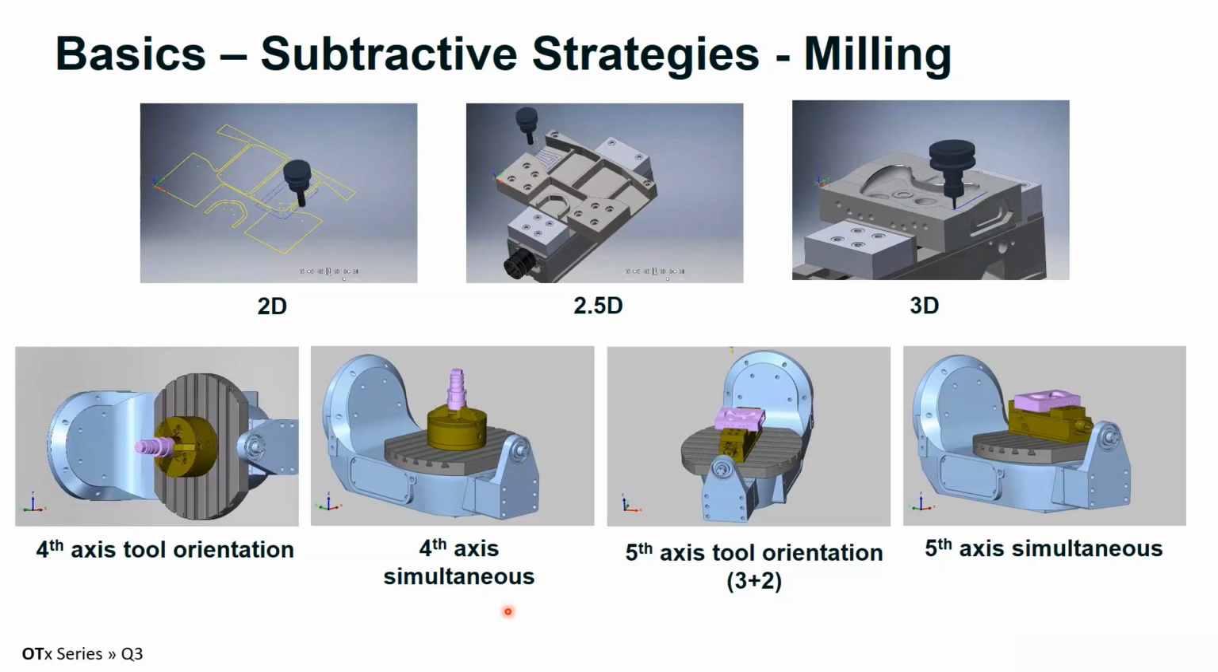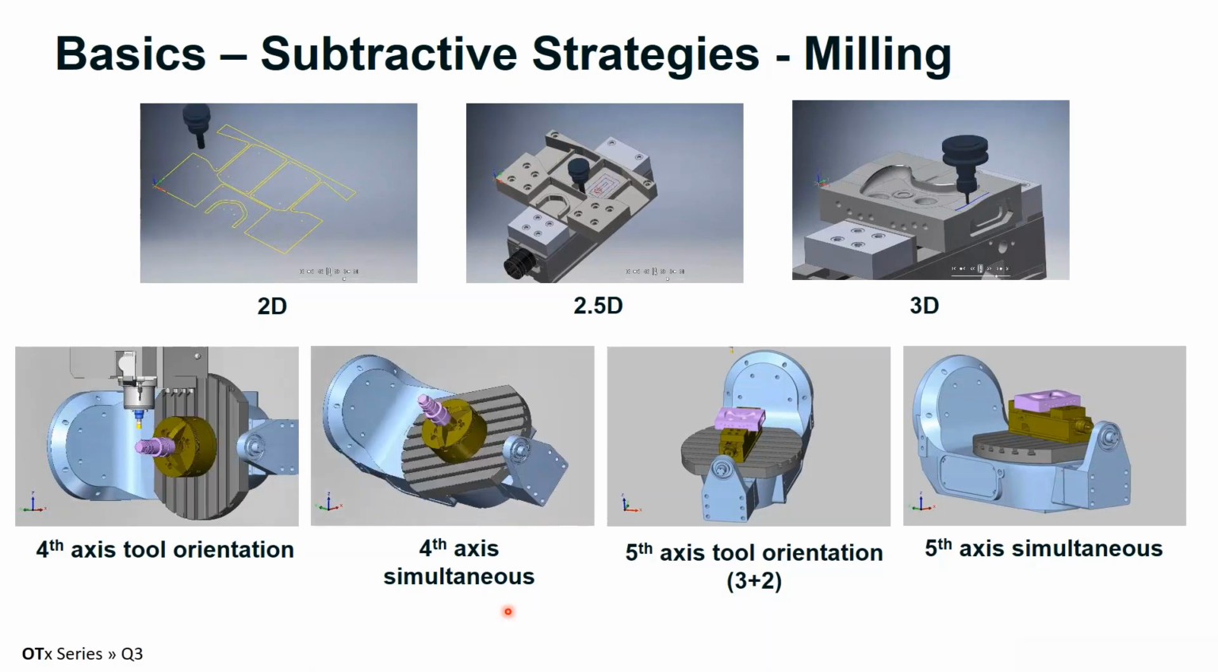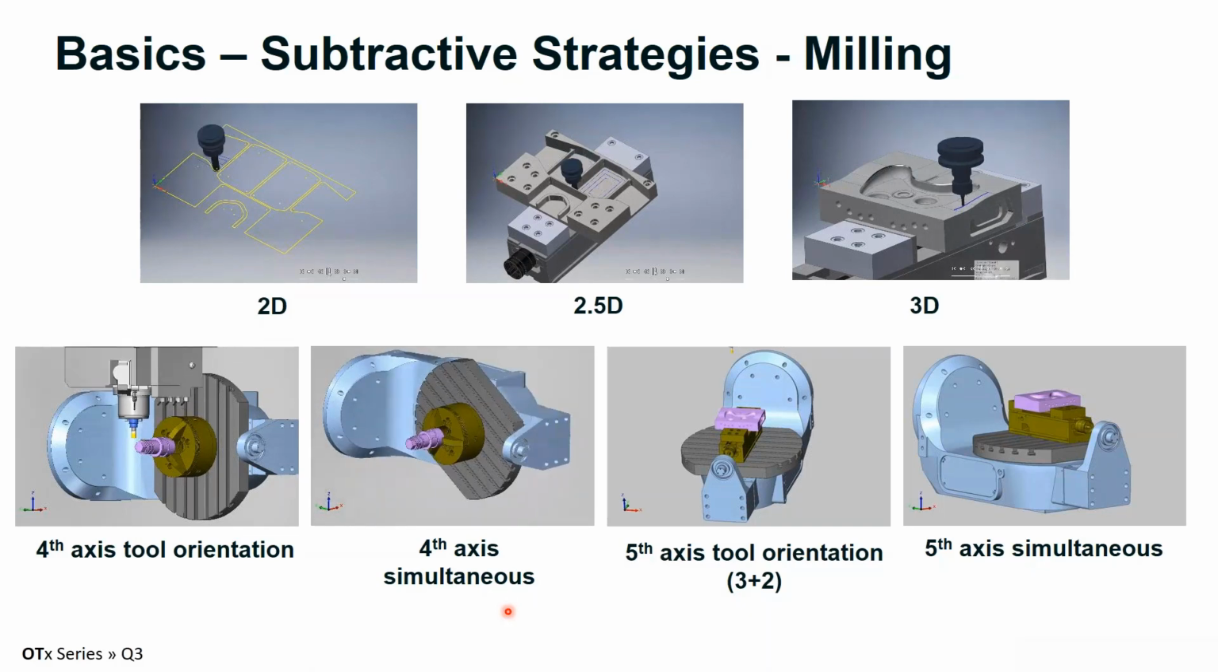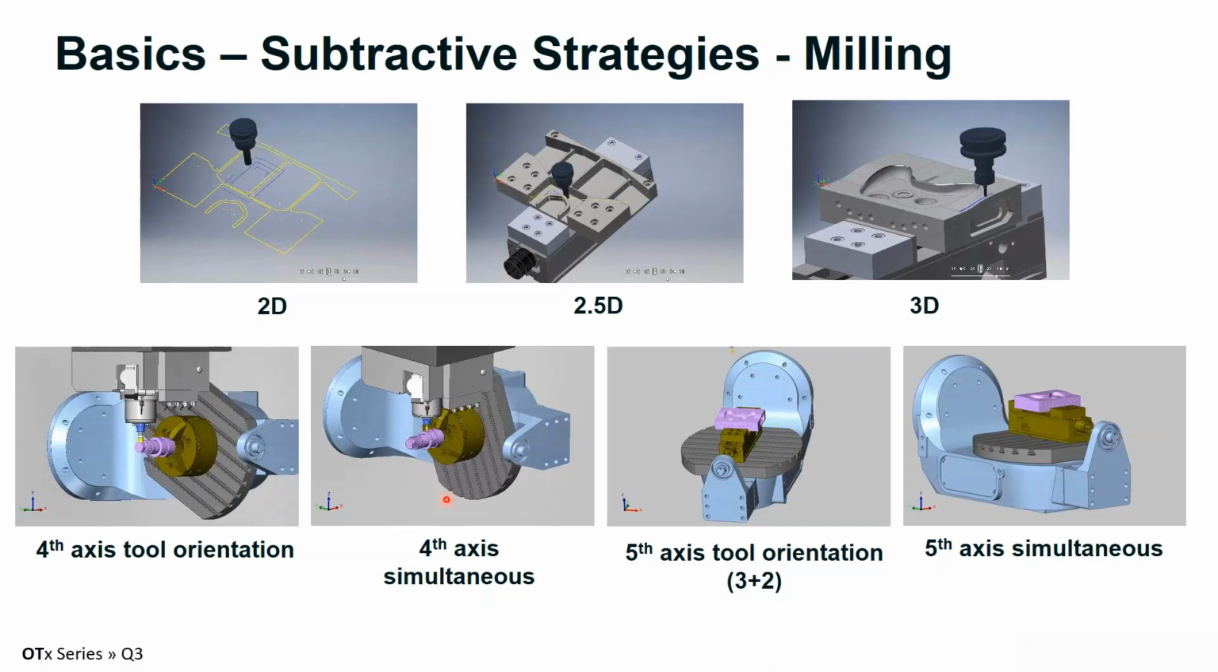4-axis tool orientation machining, that is if we have a 4-axis or a 5-axis milling machine or a turn mill machine, where the rotational axis could be positioned in an angle and then we machine in 3 axes. 4-axis simultaneous machining will be with the 4th axis rotating during the 3 axis machining. So 4 axes are moving at the same time.